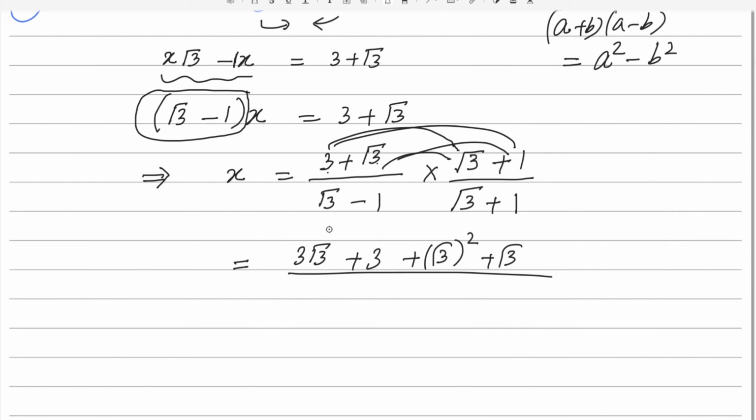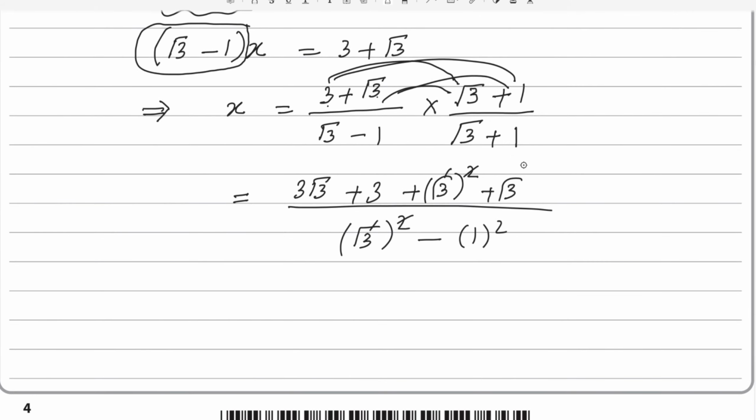And in the denominator, we can apply that rule, called the difference of two squares: the square of the first value minus the square of the second value. This square is cancelled with the square root, this square is cancelled with the square root. We know that this value is square root 3, this value is square root 3. They are like terms, so you can solve them together. 3 square root 3 plus square root 3 is 4 square root 3.